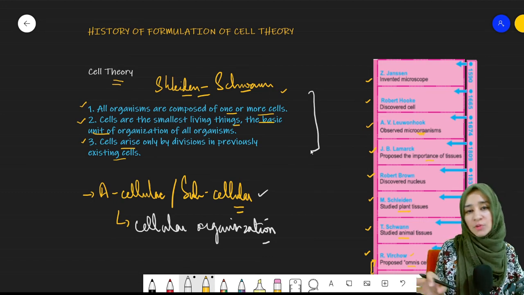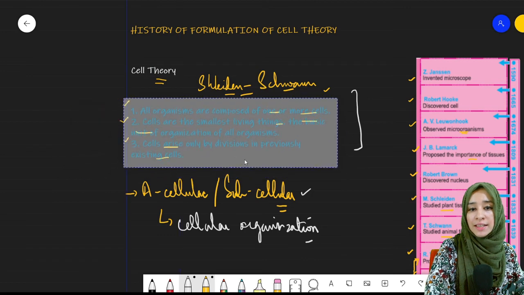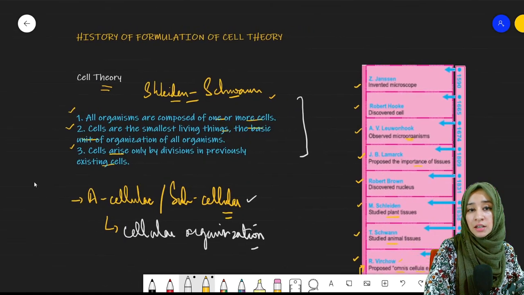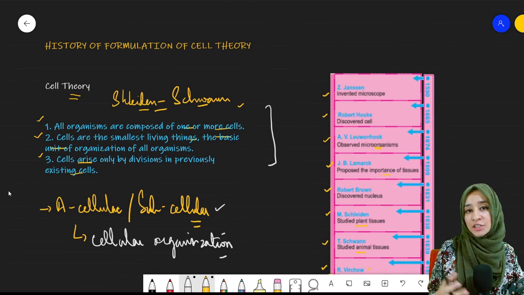Clear? So this was all about today's lesson. We discussed the electron microscope, and then we discussed the history that led to the discovery of the cell theory. Next, we will be discussing the structures of different cell organelles and cell structures.